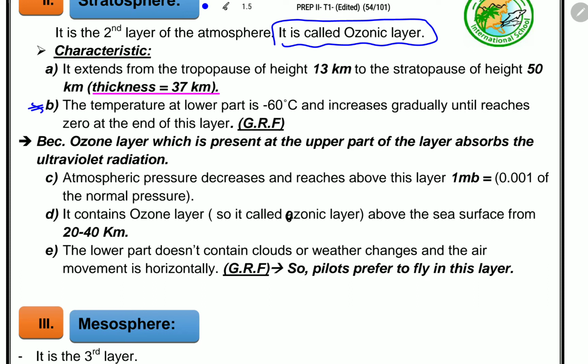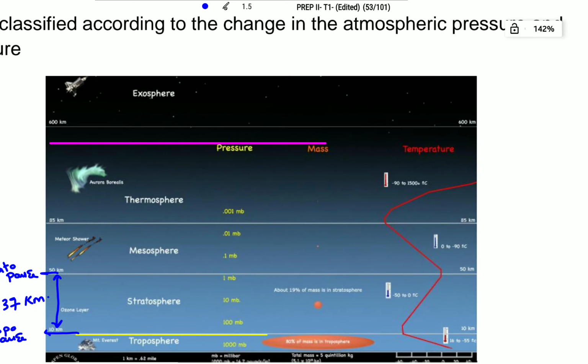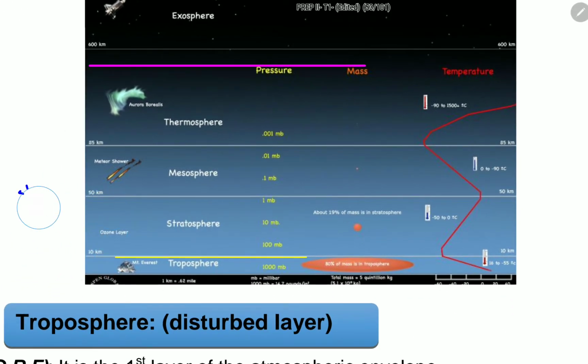The temperature at the lower part is -60. At the tropopause, it's -60 degrees Celsius, and it keeps increasing gradually until it reaches zero at the end of this layer. Why? As the ozone layer absorbs these ultraviolet rays, which makes the temperature increase. So at the tropopause, the temperature is negative 60, and up is 0 degrees Celsius.